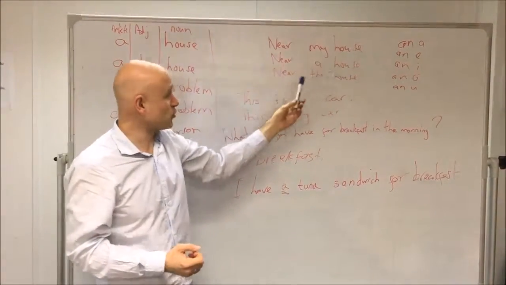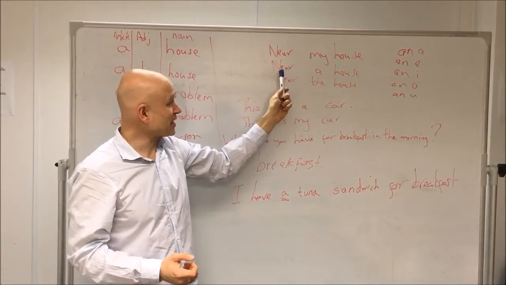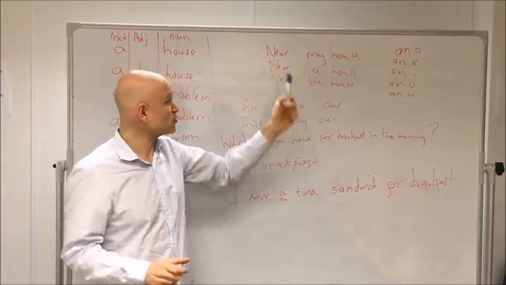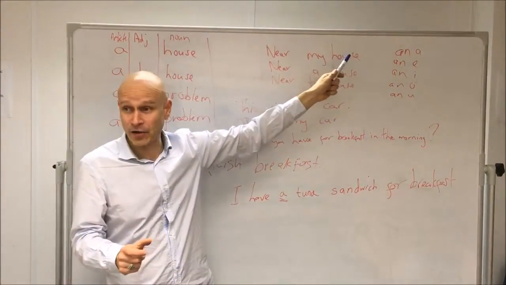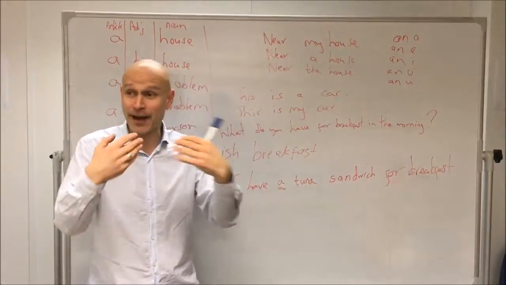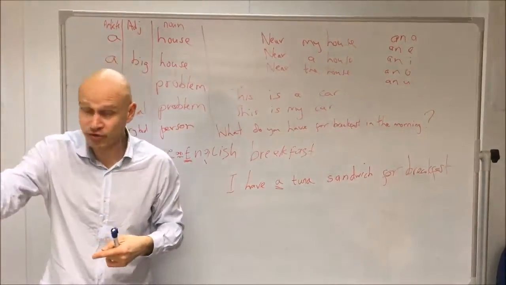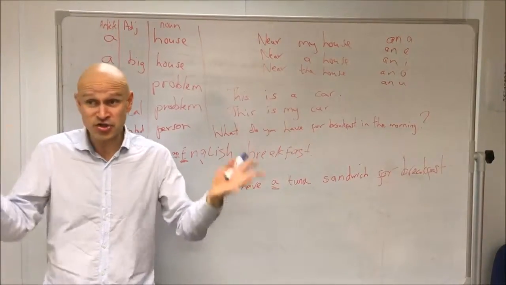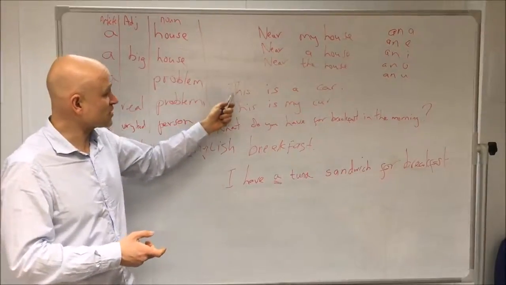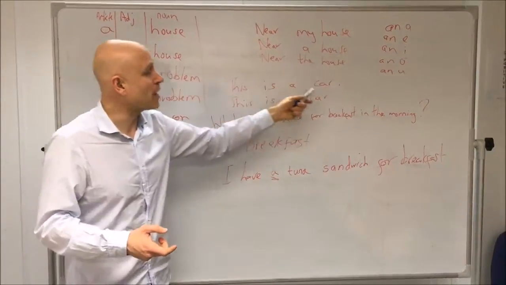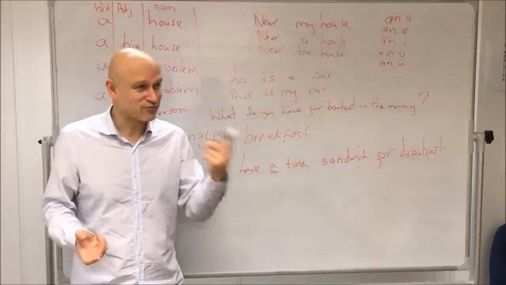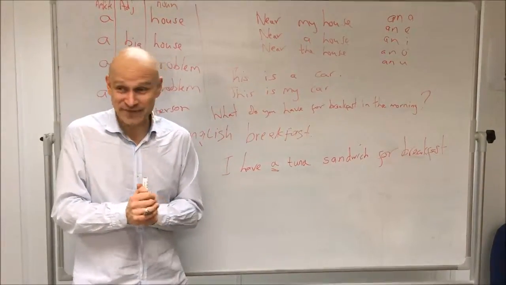Here were some examples. You can say near a house, near the house, or you can also say near my house. So sometimes you don't need to use an article if you're talking about my thing or your thing or his or her. So you can choose. So here's an example. This is a car. This is my car.